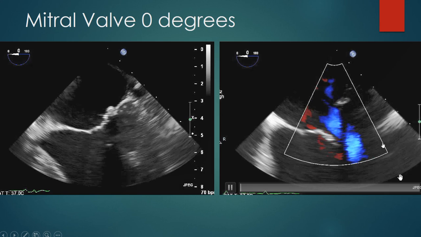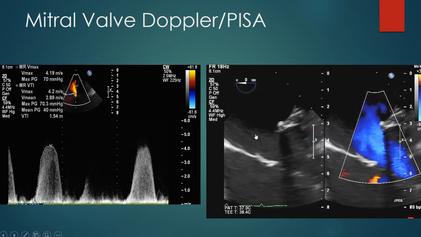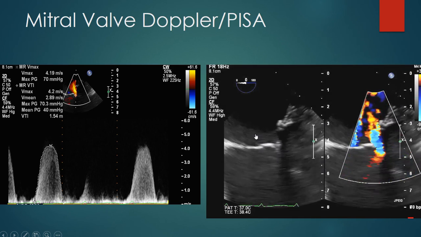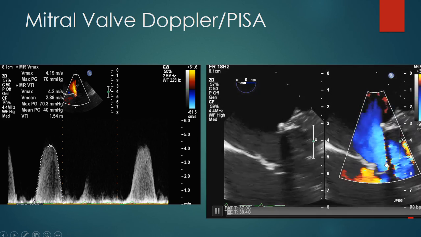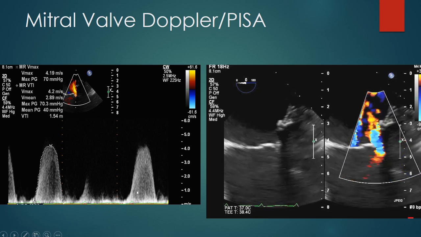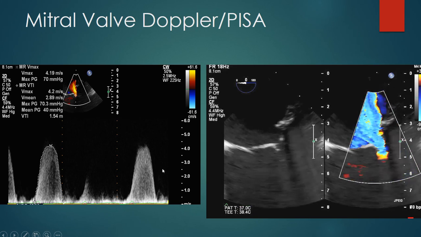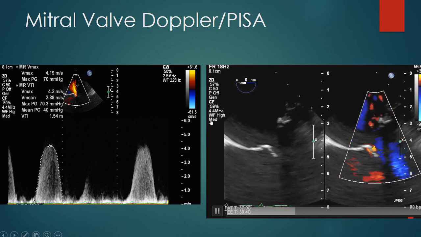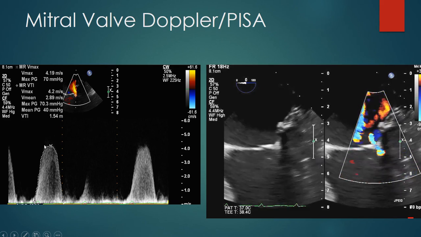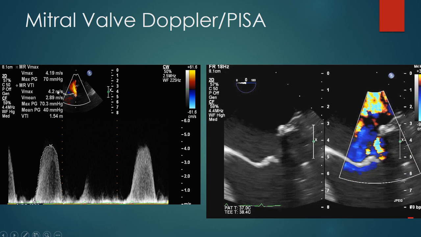We're making sure that our color box obtains the PISA. You are going to want to make sure that you obtain all of your PISA measurements. So again, in order to get our PISA, the equation is 2 pi r squared times the aliasing velocity, which is up here, divided by the peak mitral regurgitation velocity. So here we're obtaining our peak MR velocity at 420, or 4.2 meters per second.